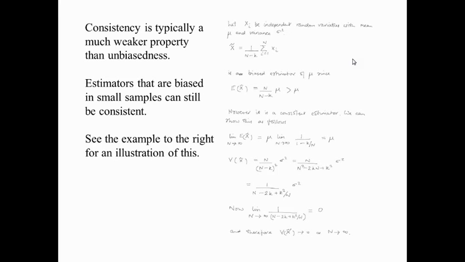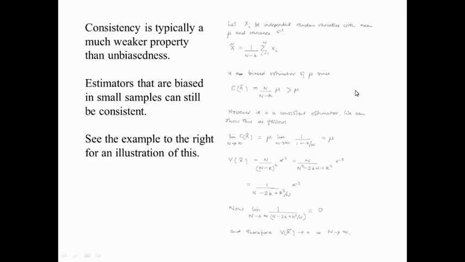We could take as an estimator the following expression: 1 over n minus k, where k is some positive integer, multiplied by the sum from i equals 1 to n of xi. Now, this is not a particularly sensible estimator to take, but nevertheless we can show that it's consistent. It's a biased estimator because if we take expectations of x hat, that would be equal to n over n minus k times mu, which will obviously be greater than mu.